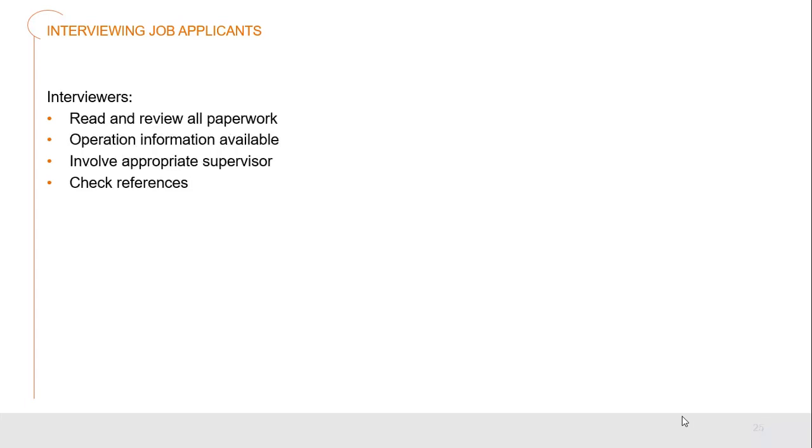An interviewer should read and review all paperwork about that possible future employee before they arrive. They should make sure that the operation information is available to give to that employee as well, whether it's electronic or on paper, so that that person can get a better idea of the actual operation too. We should involve any appropriate supervisor that would be possibly working with them as well, just to make sure that as you're hiring these people, that supervisor is in full agreement of hiring them as well. And of course, we always check references to make sure that anything that employee is saying is true and accurate.